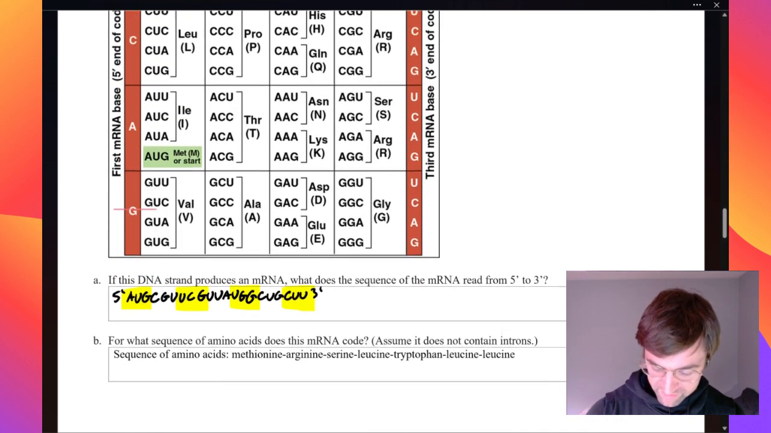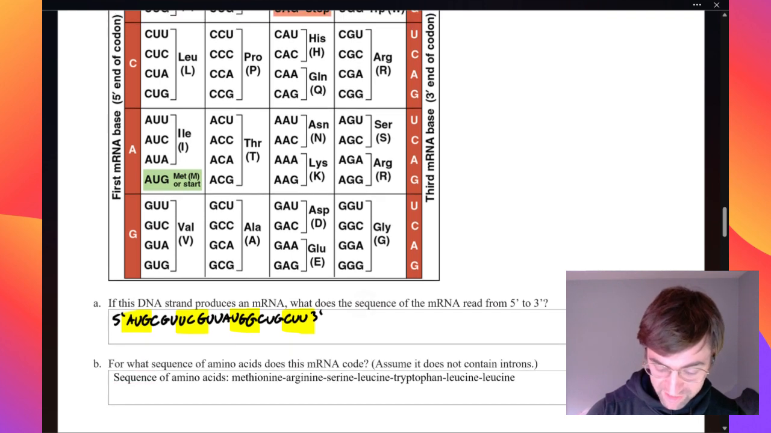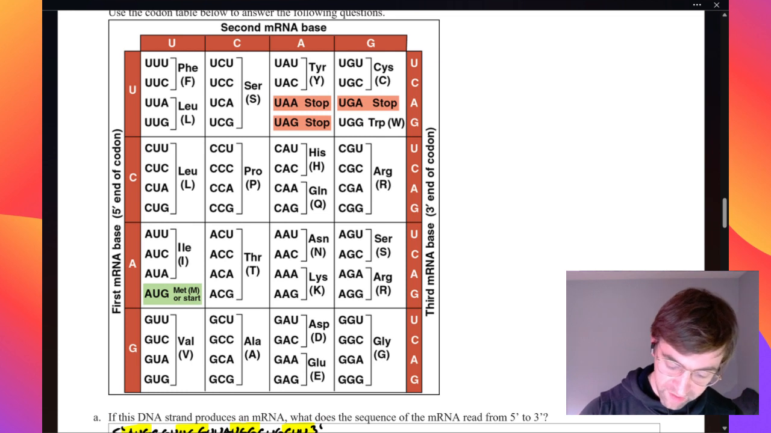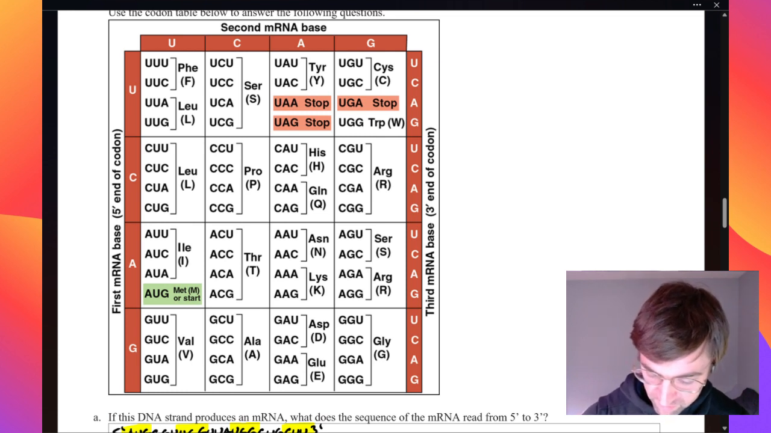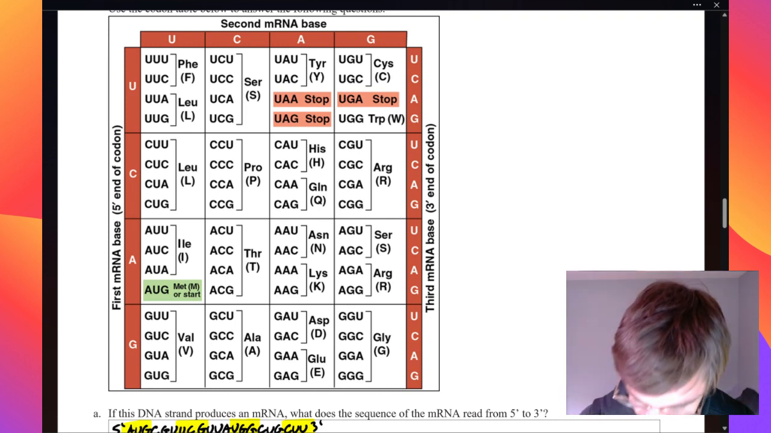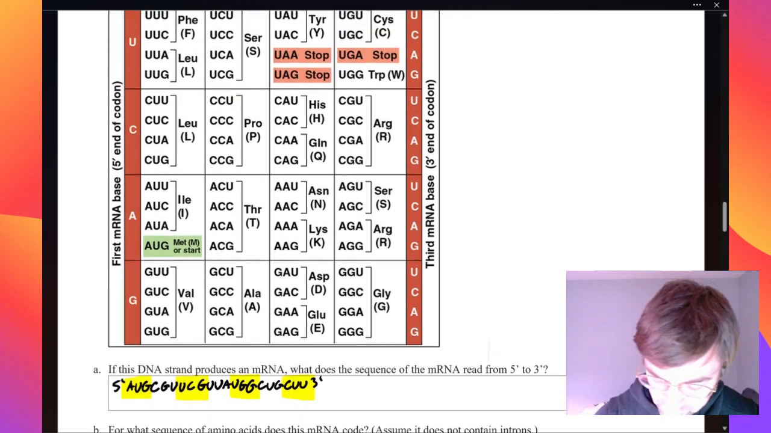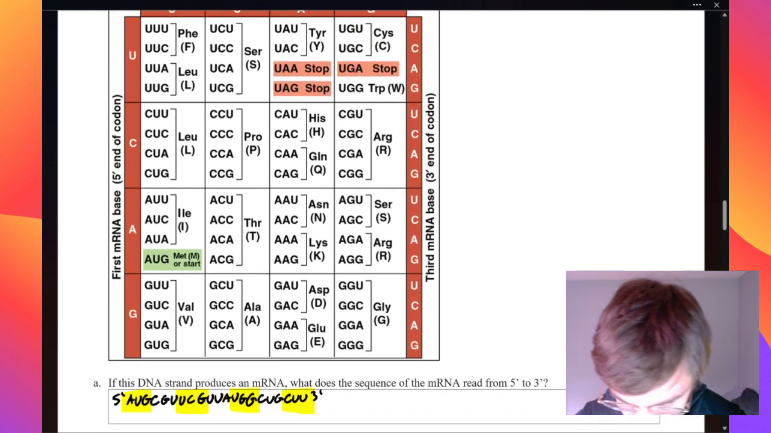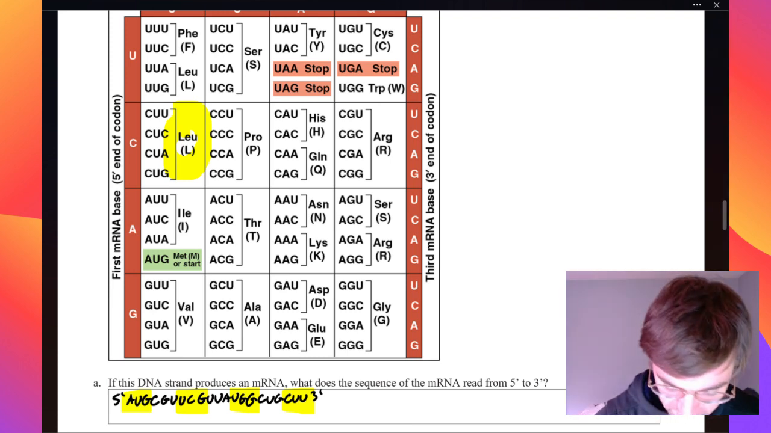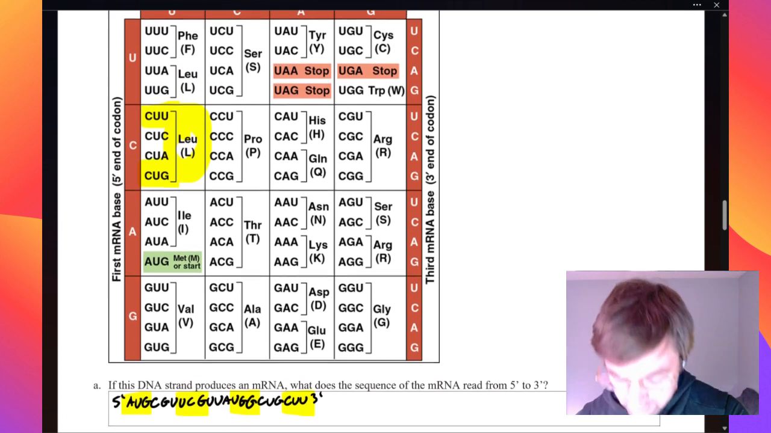You will notice that CUG and CUU both can code, first RNA base, second RNA base. Both can code for leucine, which is here. CUU and CUG, I think is what I just said. Yes.